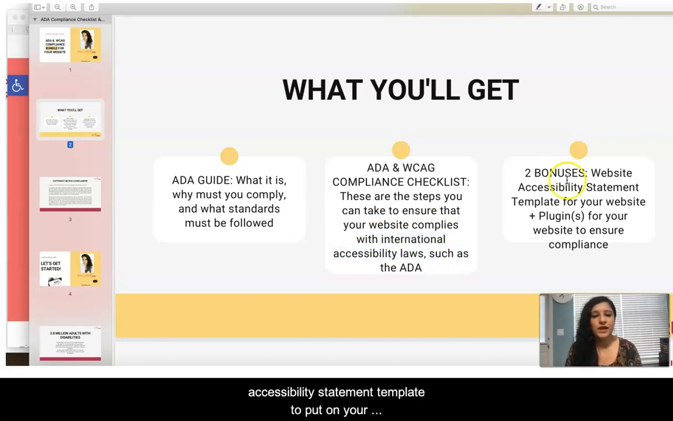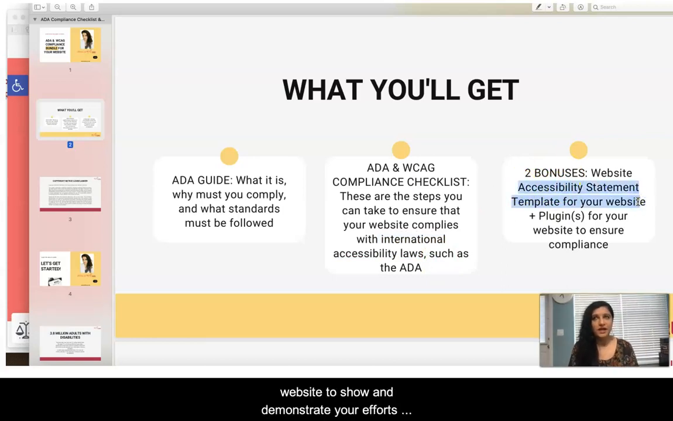And then you also get a couple of bonuses from me. You get a website accessibility statement template to put on your website to show and demonstrate that you're making efforts to comply with the accessibility laws out there. And you're also going to get a couple of plugin recommendations from me, and you can pick and choose which one you want, one free and one paid, to put on your website to take care of this compliance stuff.